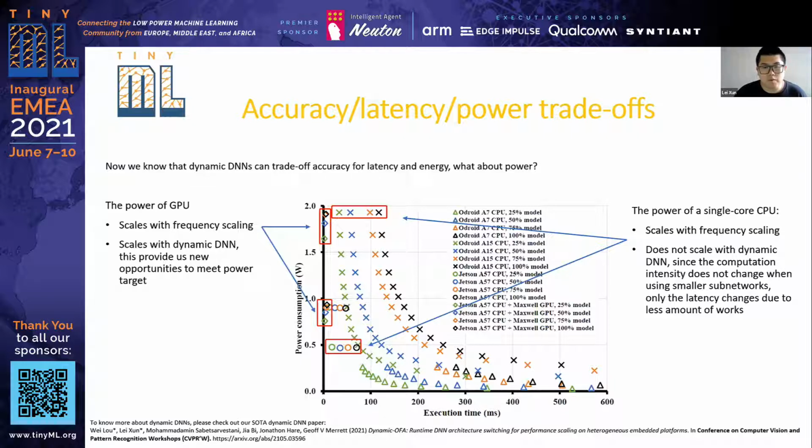So in summary, we think that studying the trade-off opportunities in the machine learning model and combining them with traditional frequency and voltage scaling is the key to deliver better performance trade-offs. In this way, the system can consistently meet the performance target at runtime when the hardware resources are dynamically changing. If you want to know more about dynamic neural networks, please check out our latest CVPR workshop paper. This is the end of my talk. I'm happy to answer any questions. Thank you.